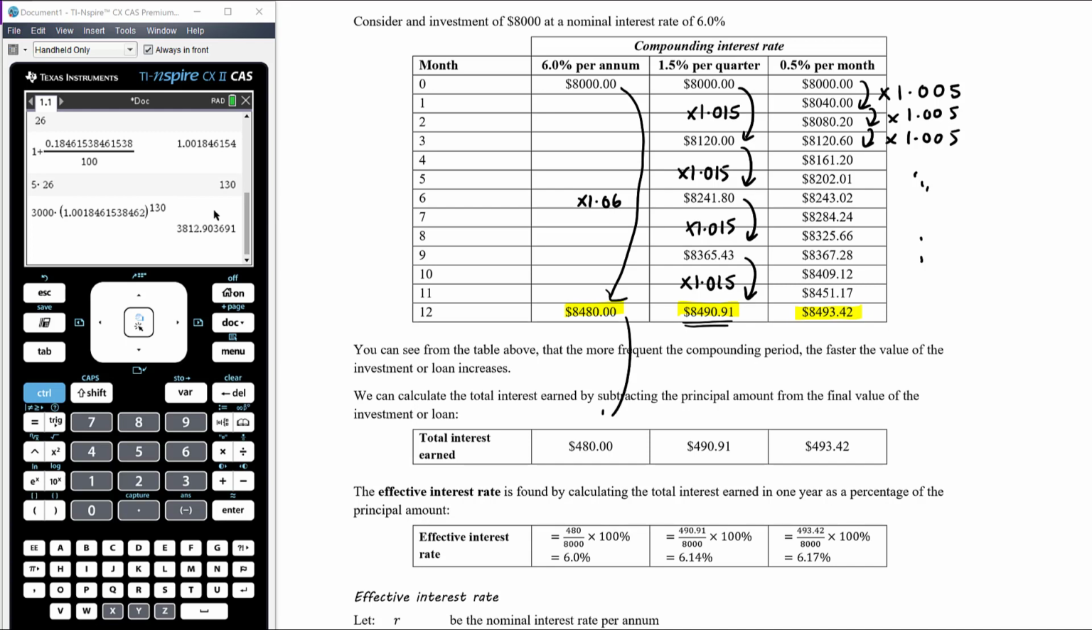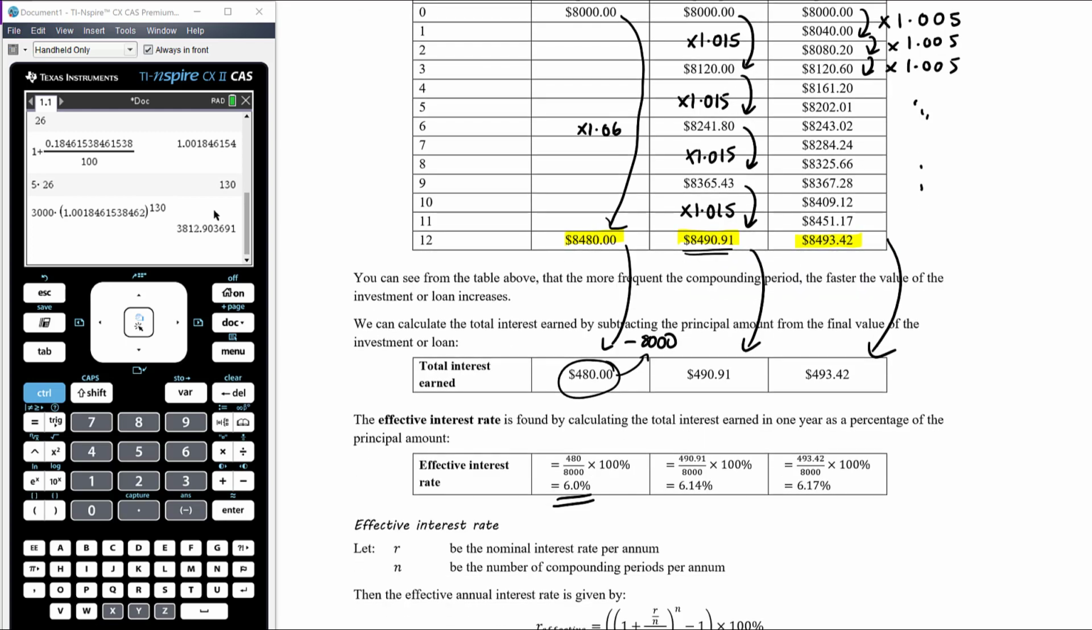So if we subtract the principal amount, which was $8,000, from each of these numbers, we can see how much interest we've earned over the course of the year, which is slightly different. And then the effective interest rate is essentially, well, what percentage is this of the $8,000? So 480 divided by 8,000 times 100% to change it to a percentage, that's 6%. When we only compound it once, all we did was earn 6%. However, when we look at that for the quarterly interest, working out that value as a percentage of the original principal, it turns out that effectively over the course of that year we actually earned 6.14%.